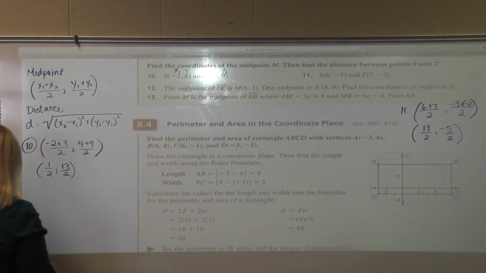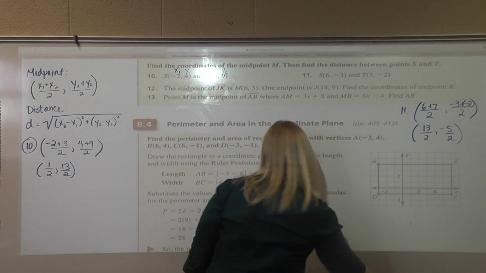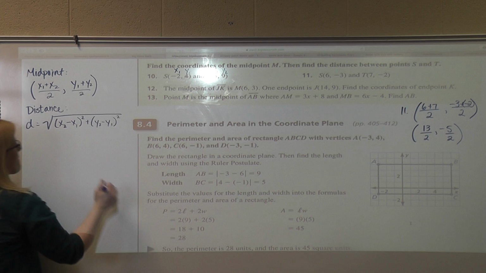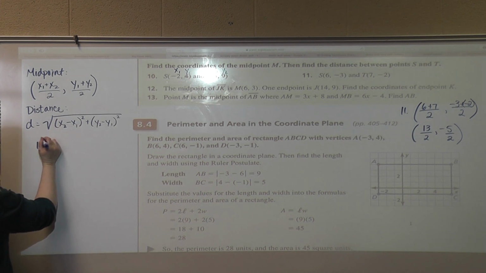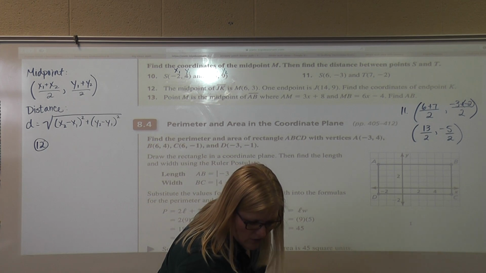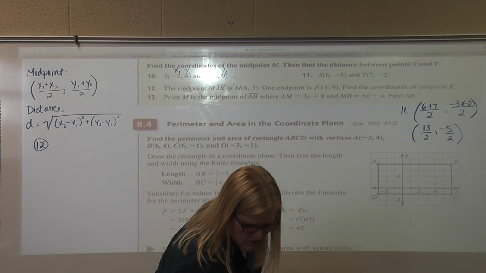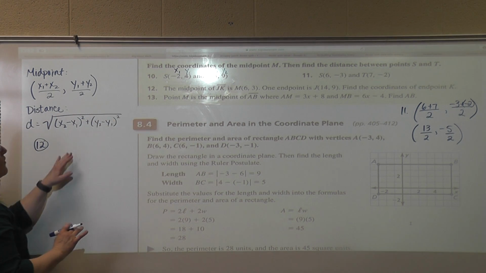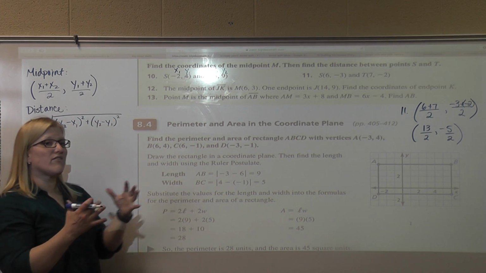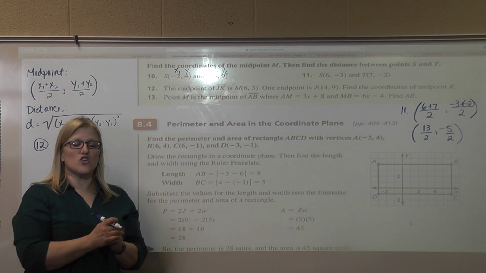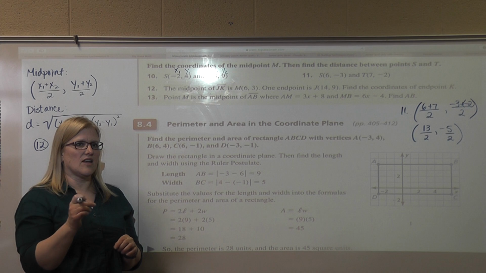Number 12, it's a little bit trickier. Okay, we already have the midpoint. Now we want to find one of the endpoints, and I'm actually going to cover that in the next video.